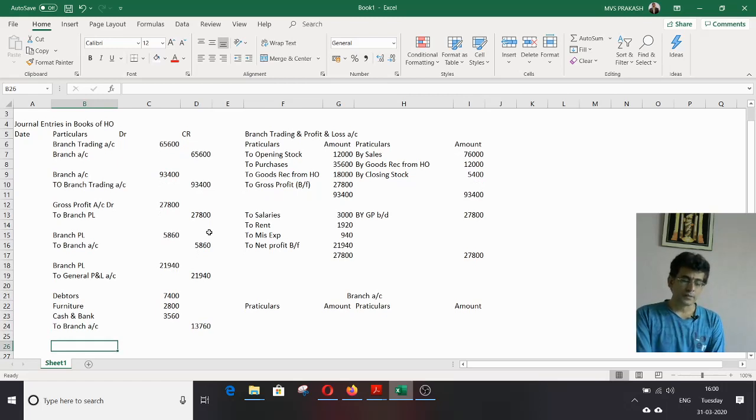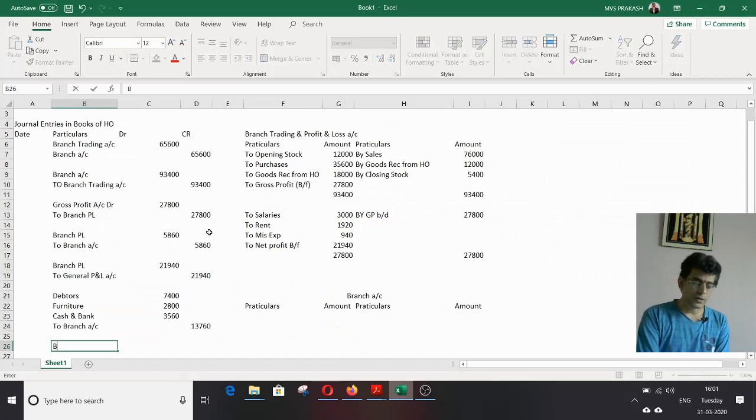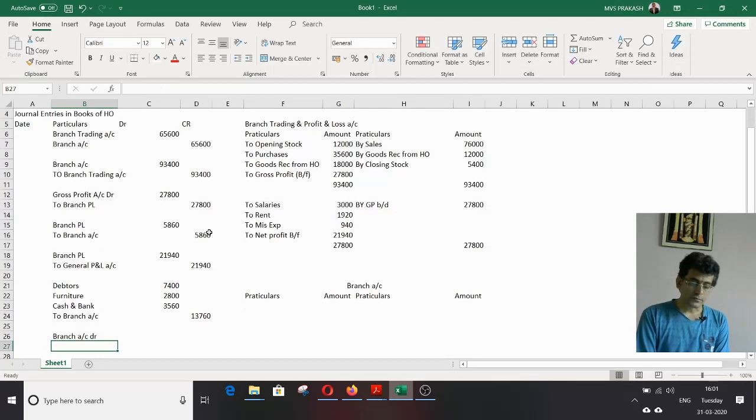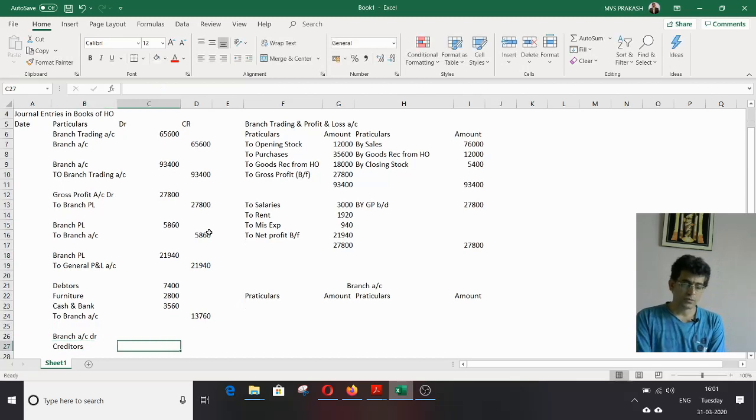Okay. Then the liabilities part. There is a liability of the creditor. The liability balance is also supposed to be transferred. So what I will do? Branch account will be debited. Creditors, which is nothing but the liabilities account, is to be credited. Branch account to creditors account.